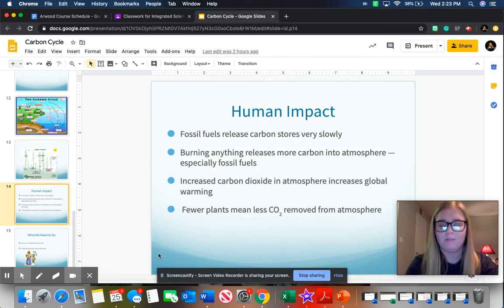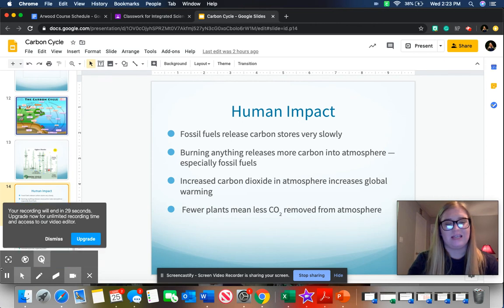So humans impact carbon by the fossil fuels that we use that release carbon very slowly. Burning anything releases more carbon to the atmosphere, especially when you burn fossil fuels. And then global warming is pretty much just an increase of carbon dioxide in the atmosphere. And when we kill plants and tear down trees, deforestation, that all means less carbon dioxide is removed as those plants take in that carbon.